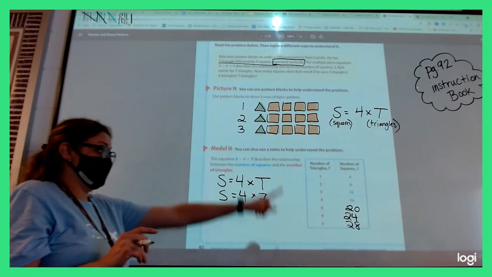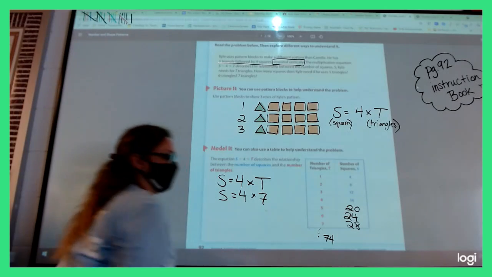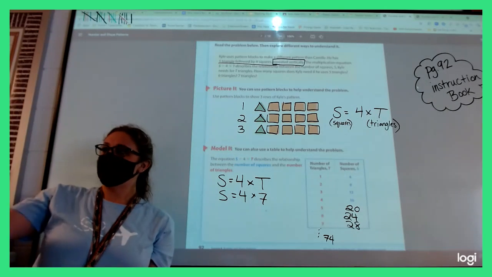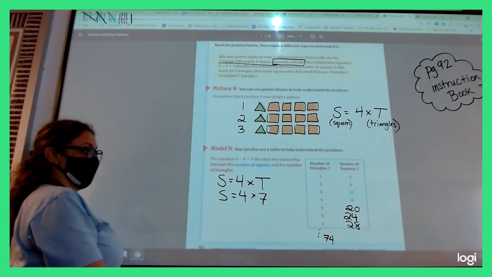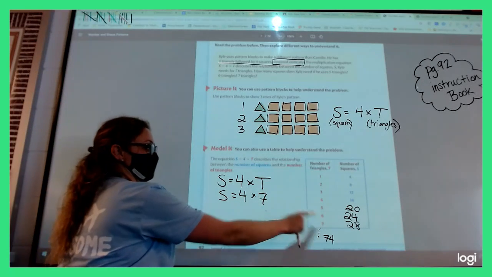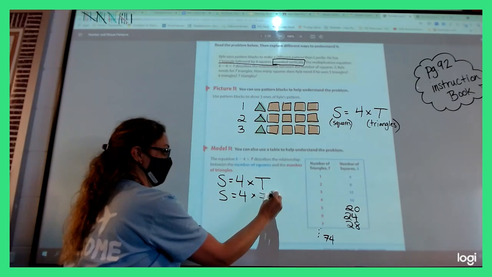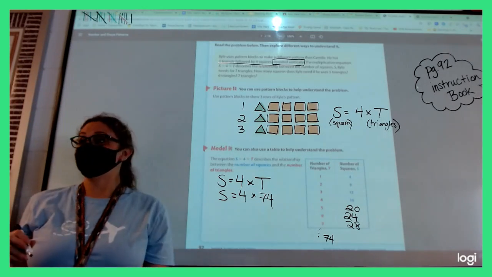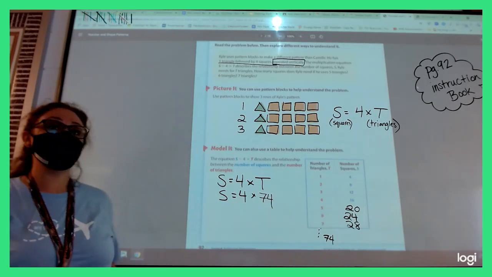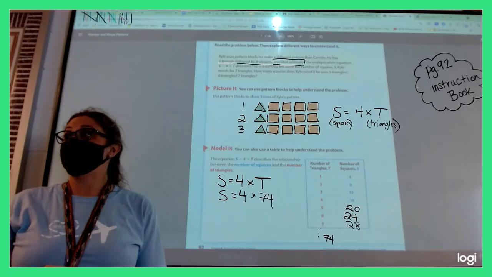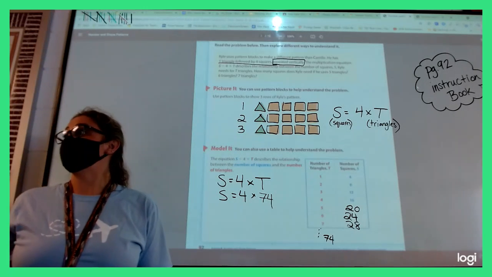All I'm saying is my number of triangles, I'm going to go down a long ways. It's 74 triangles, and I want to know how many squares I have. Cadence, what would I do? 74 times 4. That's it. Okay, we don't change it at all. Whatever number of triangles we have, we fill in for t, which this time it's 74. And then I could do turtle head to solve that. So, this is an equation, and this is how we're going to start working on patterns so that you wouldn't have to draw that pattern 74 times, because that would take too long.